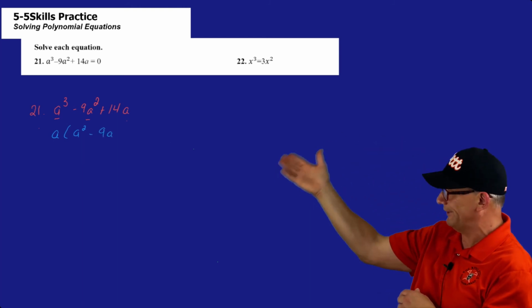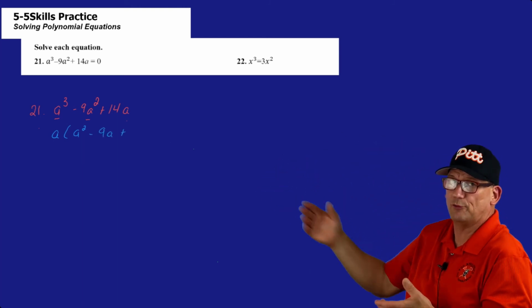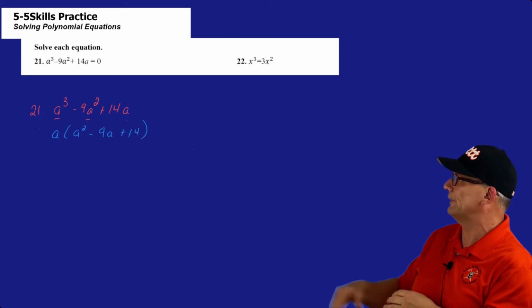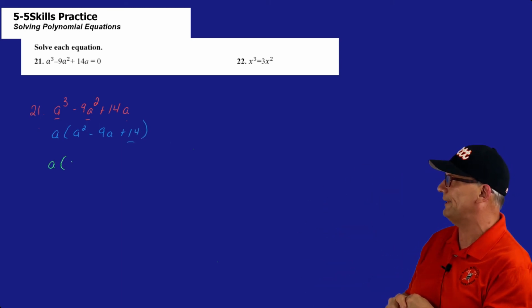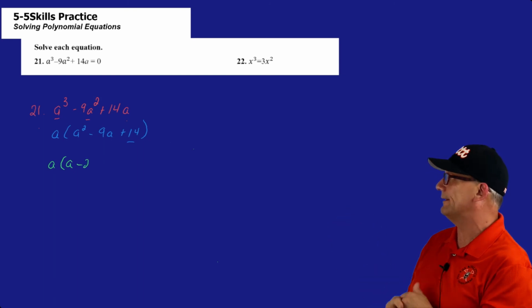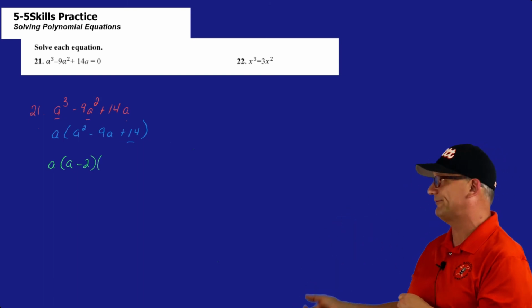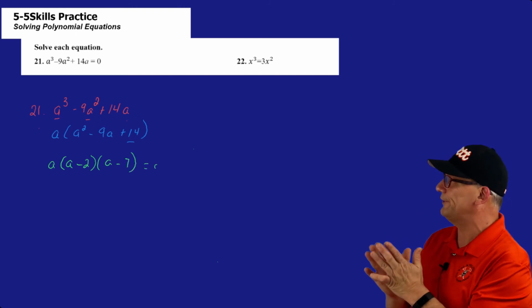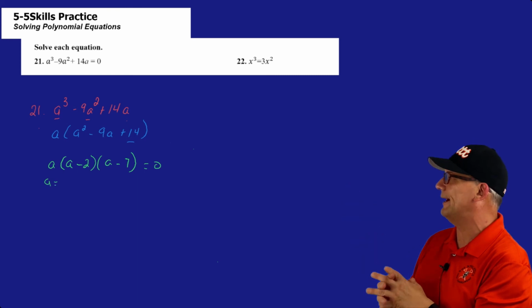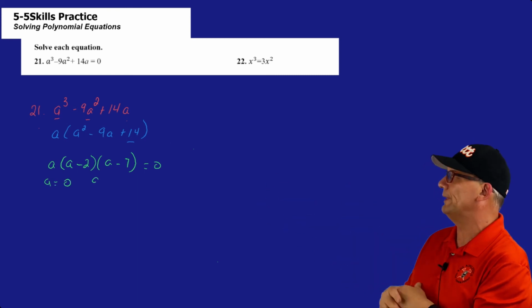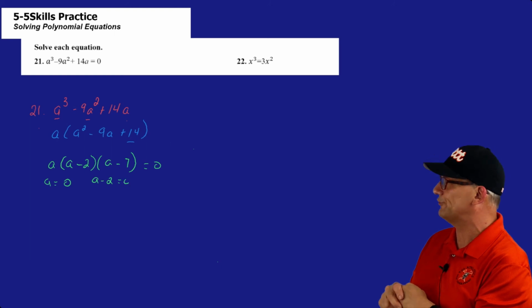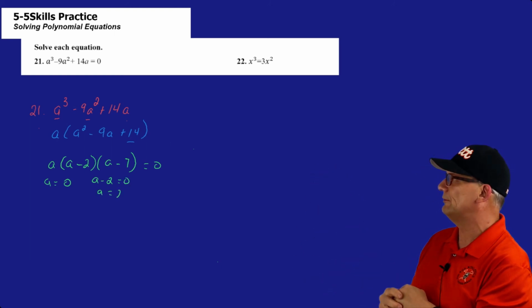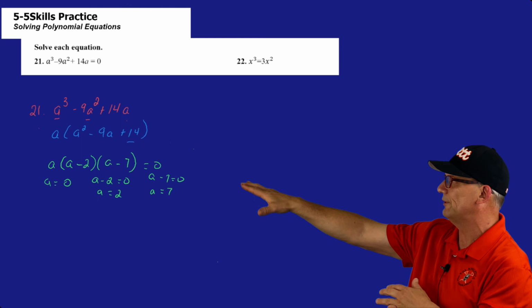And when you do that, now you've got a standard quadratic trinomial. To factor it, we're going to look for factors that multiply to positive 14 and add to negative 9. That would be negative 2 and negative 7. Negative 2 times negative 7 is positive 14, and negative 2 plus negative 7 is negative 9. Set all three of them equal to 0 to find the actual solutions. So a would equal 0. Add 2 to both sides, a is 2. Add 7 to both sides, a is 7. There are your solutions, 3 of them.